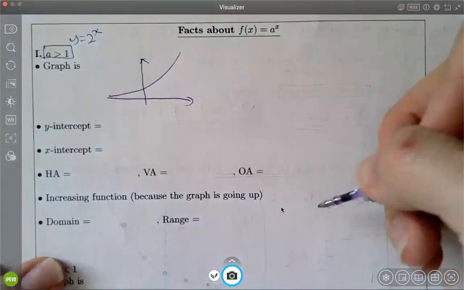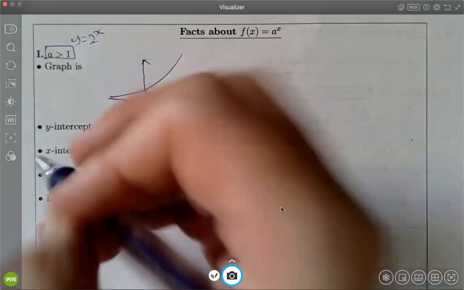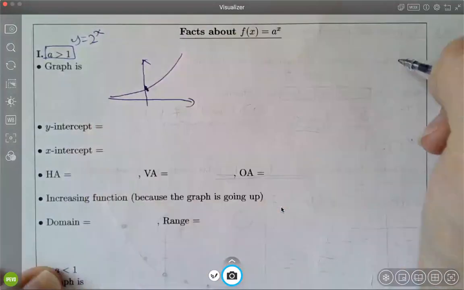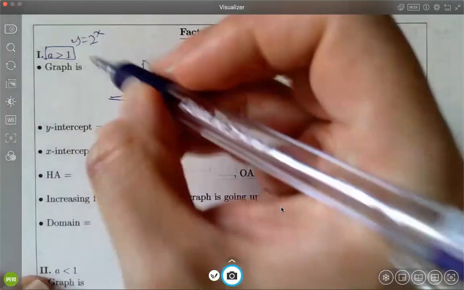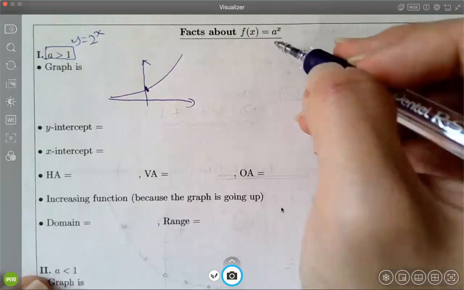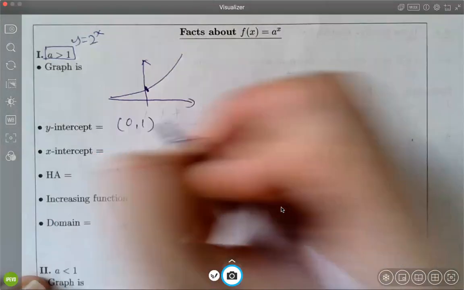Okay. And now, is there any y-intercept? Yeah, it's right here, right? What do you do? You set x to 0. So what do you get? A to the power 0, but remember anything to the power 0 is 1, right? So the y-intercept is at 0, 1.